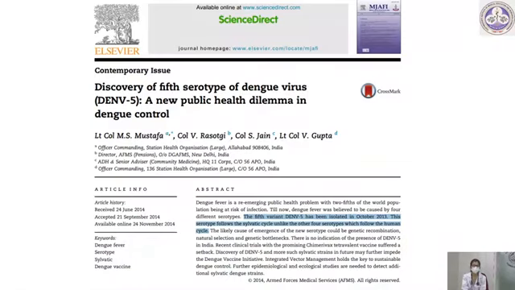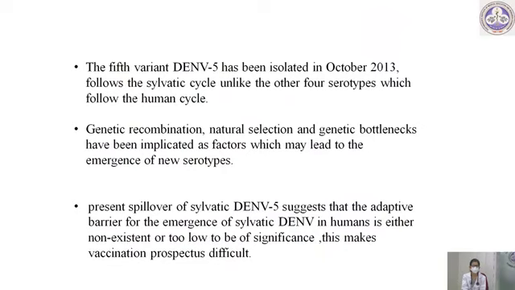Recently, a fifth serotype of the dengue virus, that is dengue 5, was first detected in 2007 in Malaysia and was announced as a separate dengue 5 in October 2013. Genetic recombination, natural selection, and genetic bottlenecks have been implicated as factors which may lead to the emergence of new serotypes. And the present spillover of the sylvatic dengue 5 suggests that the adaptive barrier for the emergence of sylvatic dengue virus in humans is either non-existent or too low to be of significance. And this also makes the vaccination prospects a little difficult.